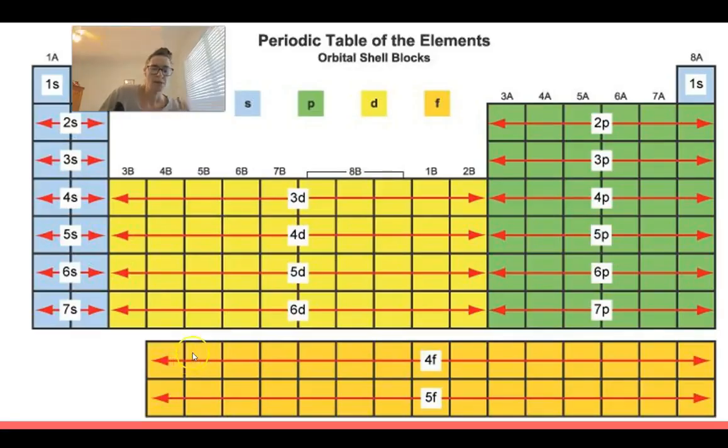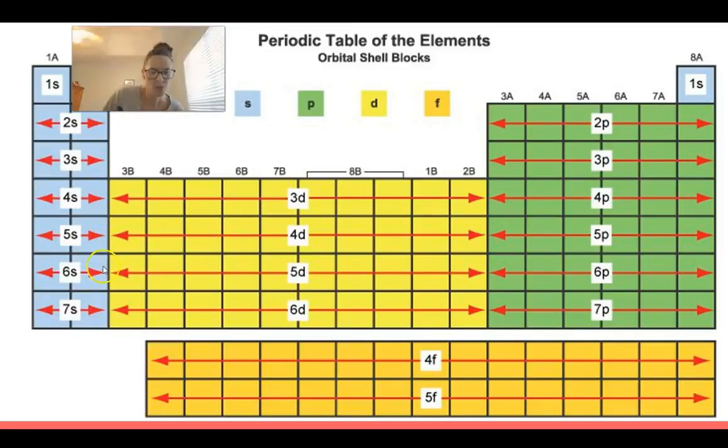So the order of filling can get kind of complicated when you get down here, because these energy levels are so close together, and so certain combinations will be more stable than others. So there's no hard and fast rule when it gets down here to these F sublevels. There's a rule, but there are way too many exceptions to it. I'm going to be talking about that in a minute.